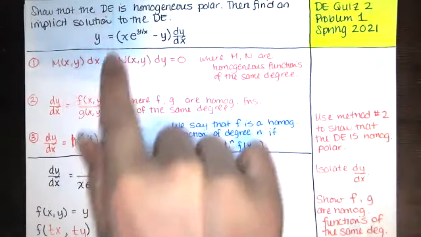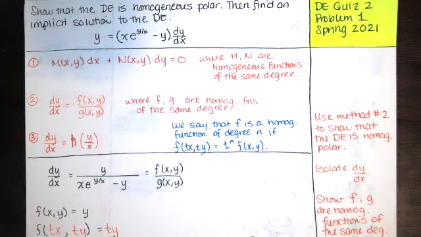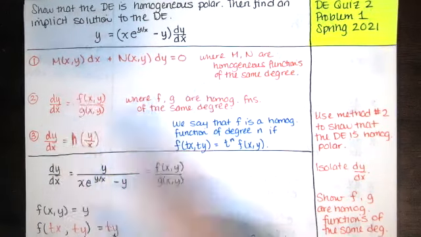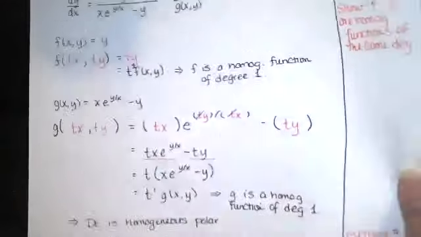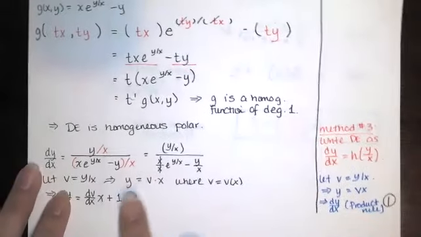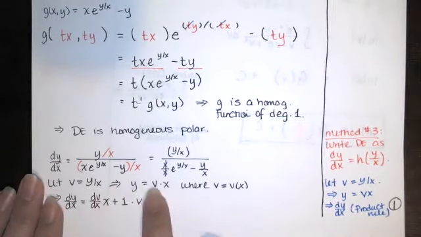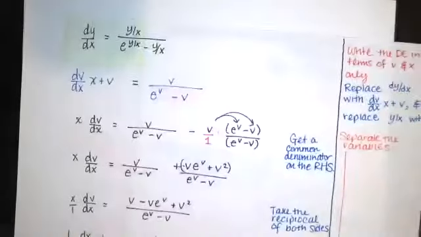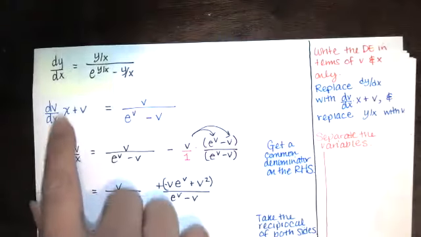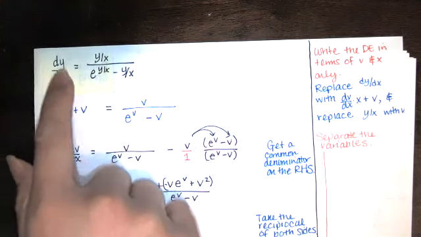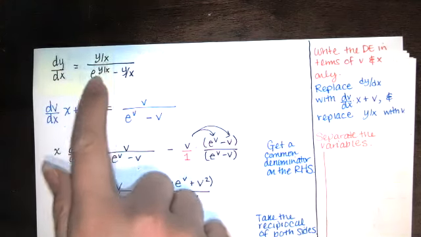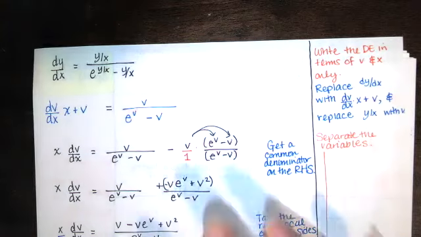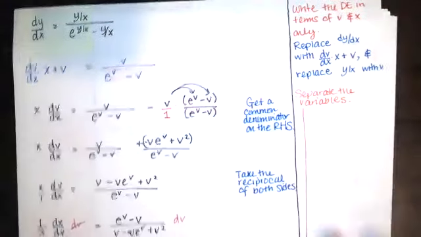So you can use any one of these three methods to show that the differential equation is homogeneous polar. I used that one and that one. Once you do that, you let v equal y over x, solve for y, compute dy dx using the product rule. Write the equation in terms of v and x by substituting for this and substituting v for y over x over here. And then you're going to do some algebra to separate the variables.